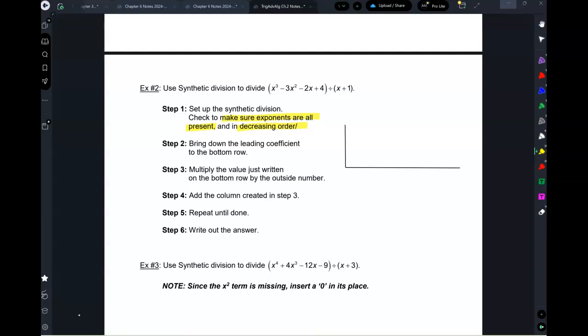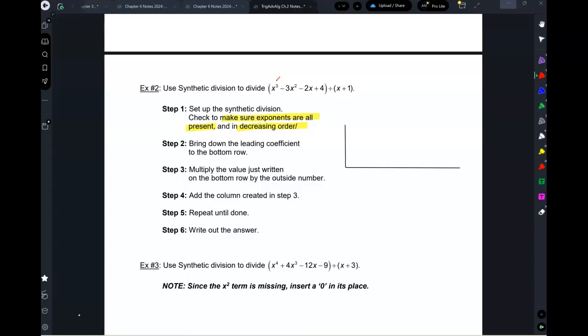Take a look at this polynomial, x cubed and so on. This starts with an exponent of 3, right? Starting with 3 and going down, you should have all the exponents there. So for example, exponent of 3, 2, 1, 0. No missing exponents and in decreasing order, so we're good to go. That's step 1.